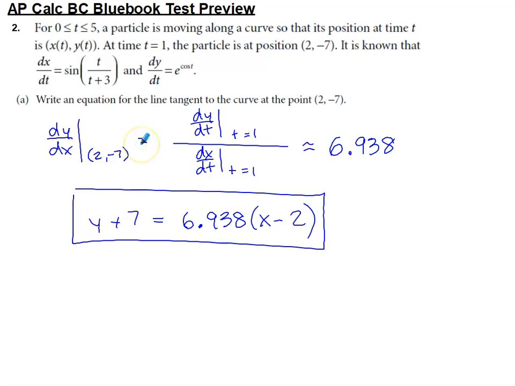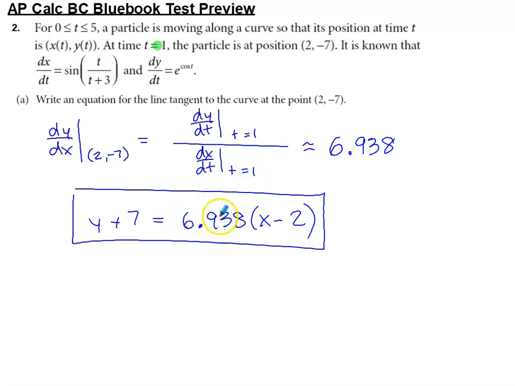In parametrically based problems, we're going to find the slope of the tangent line by finding the instantaneous rate of change of y with respect to x at the location where we would like to determine it. We're going to find that by taking dy/dt divided by dx/dt. Now you do have to realize that you're not putting 2 and -7 anywhere. We are at this ordered pair at t equals 1. So we need to evaluate dy/dt at 1 and dx/dt at 1.